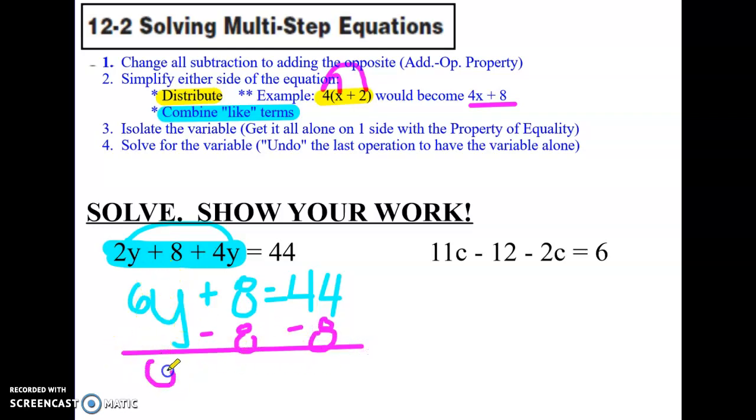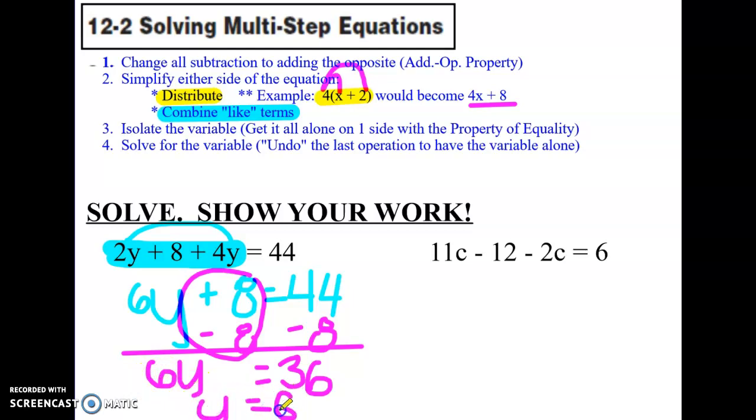Adding down now, I have 6y here. This is 0, property of opposites, and that gives me 36. And dividing both sides by 6, 6y divided by 6 gives me y. 36 divided by 6 is going to give me 6. On the second one, please pause the video and try it on your own.